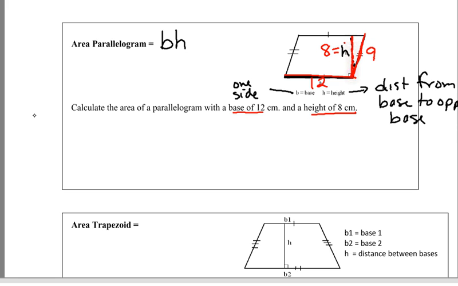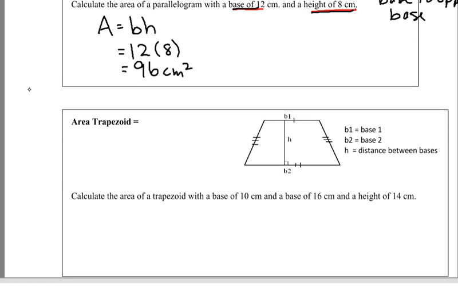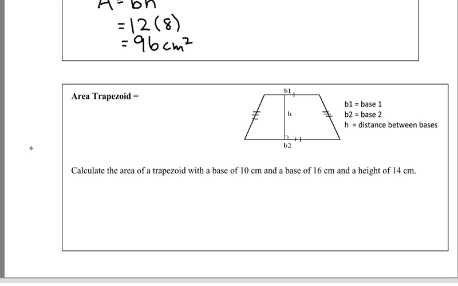So in this case, calculate the area using base times height. Base is 12, height is 8, 12 times 8, 96 centimeters squared. Formula is given. As long as you have the formula and understand the formula, you substitute in and solve.